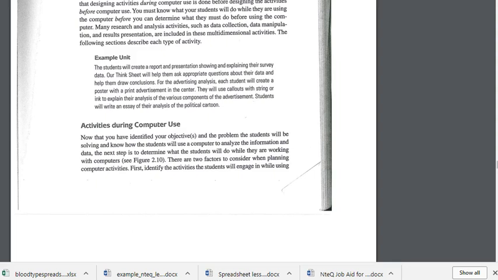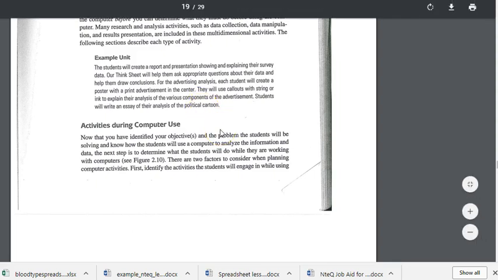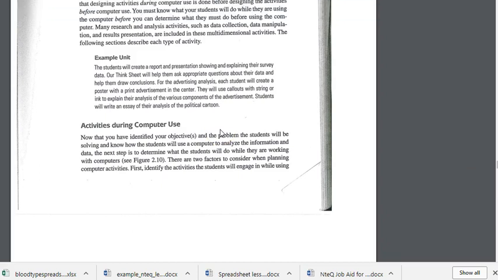Okay, after you've determined how your students are going to present, you need to then be thinking about what your students are going to do during the computer use, before they ever get to the computer, and after they've gone to the computer. So the first thing you need to do is decide what activities they are going to do while at the computer. Once you've identified those objectives, you've got the problem that the students will be solving, and you know how they're going to analyze and research the data and how they're going to present it, what are they going to do while they're at the computer?